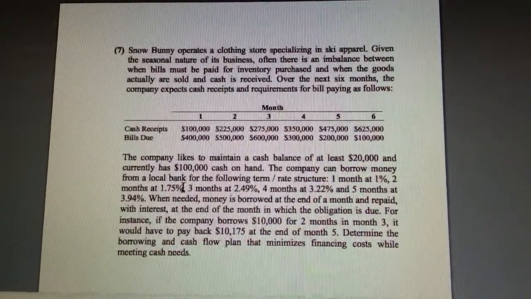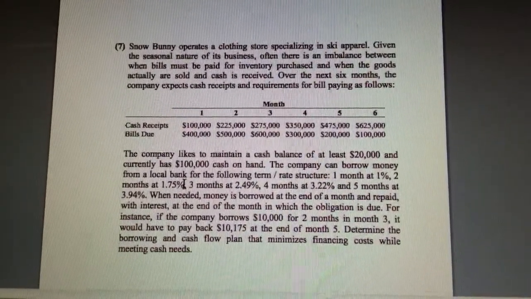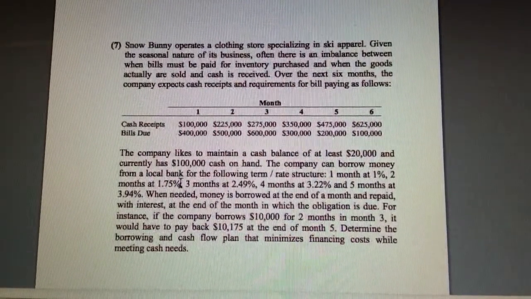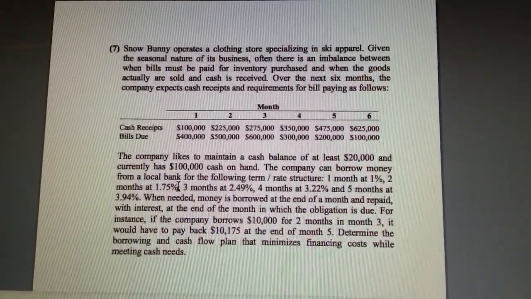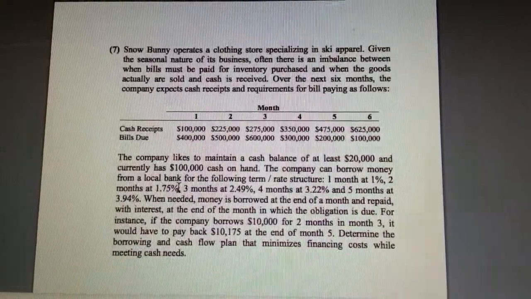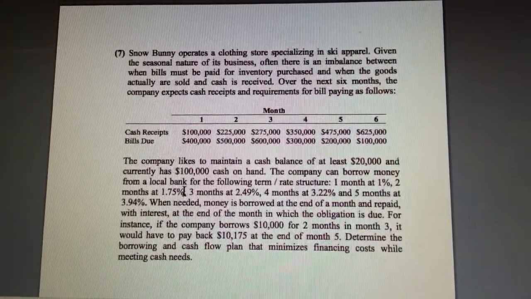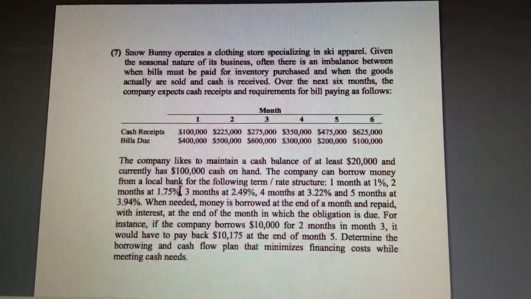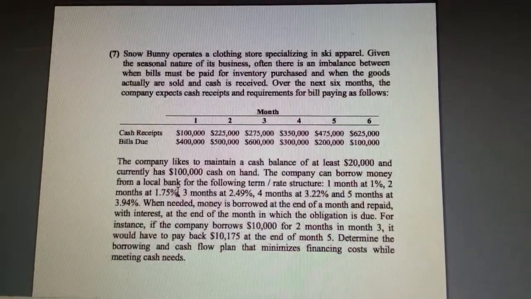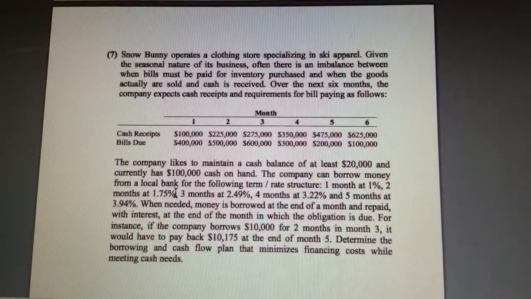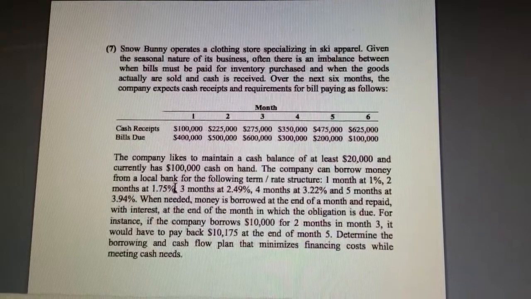And the key with this is that they have a seasonality to their business, such that at the beginning of the months, so they're in business here for 6 months, they have very high amount of bills and very low cash receipts. But later on, you're going to see their cash receipts increase dramatically after 6 months and their bills are going to decrease. So we have a couple of things to know.